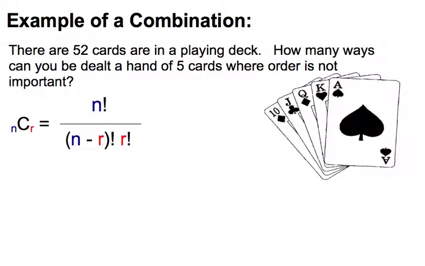Let's do one more here. There are 52 cards in a deck, and we want to figure out how many different hands of 5 cards there will be. So, here's the formula. 52 cards in a deck, and we're choosing hands with 5 cards in them. So, we're going to use the calculator. If you want to pause and try to use the calculator on your own, that would be great.